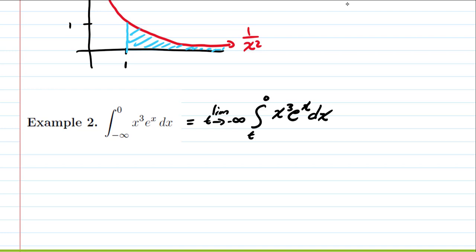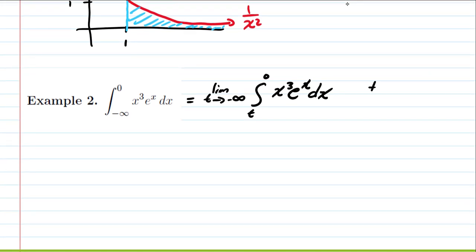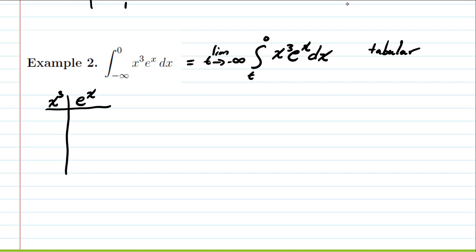The super long way is integration by parts 3 times. The nice way is tabular integration. So we make our table, and we have our x cubed, and we have our e to the x. We differentiate down the left side, so that gives us 3x squared, 6x, 6, and 0. And then we're going to integrate down this side, so that's just e to the x, e to the x, e to the x, e to the x.